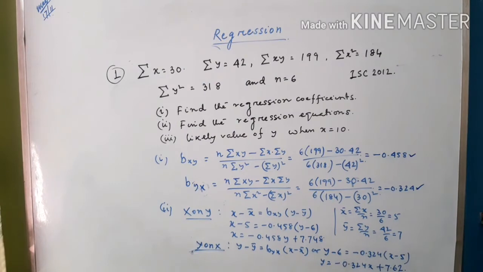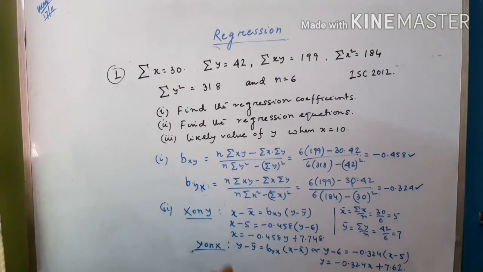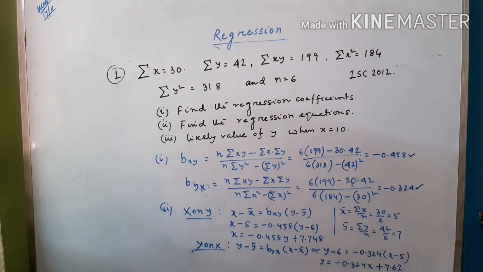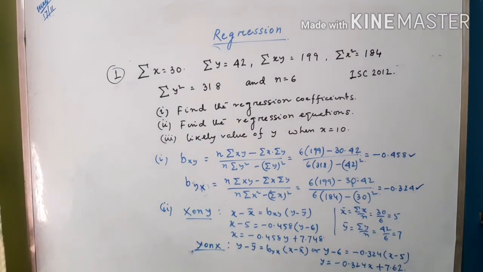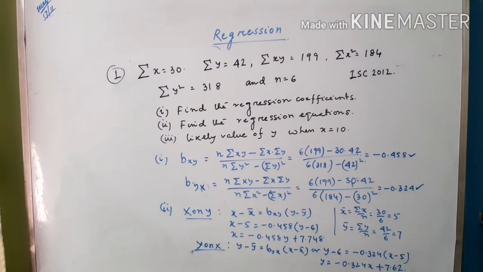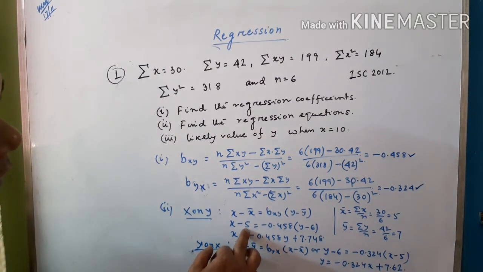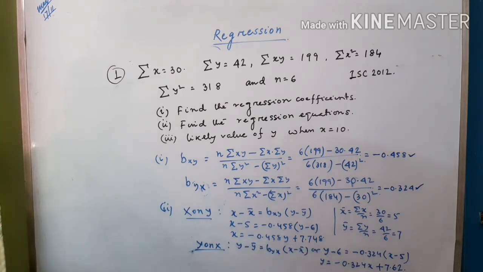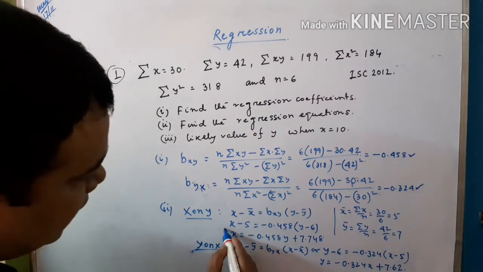Next, x on y, we are finding the equation. X is to be estimated based on y. So the equation, we know that x minus x bar equals bxy into y minus y bar. So here we have calculated the value of x bar. X bar is sigma x by n, that is 30 by 6 equals 5, and y bar is sigma y by n, that is 42 by 6 equals 7. So x minus 5 equals the value of bxy into y minus 7. So after calculating, I am getting this result.